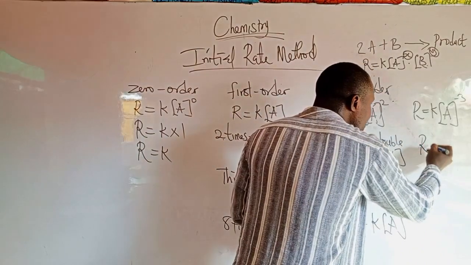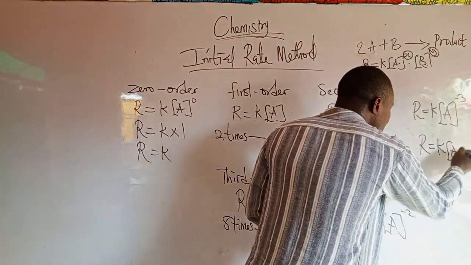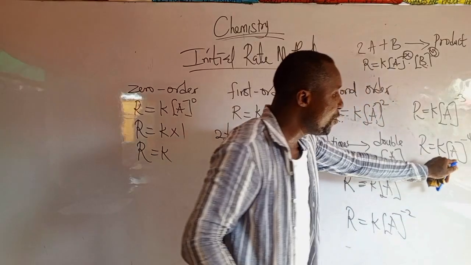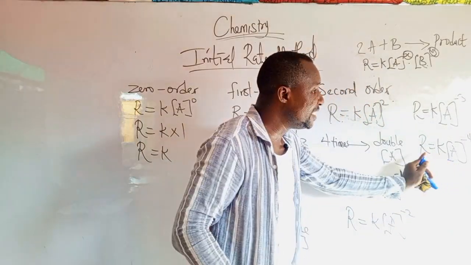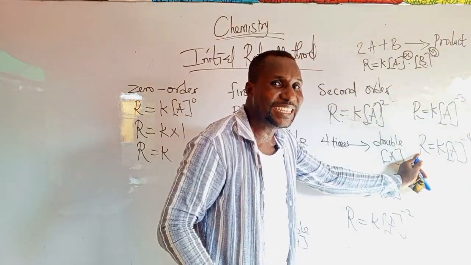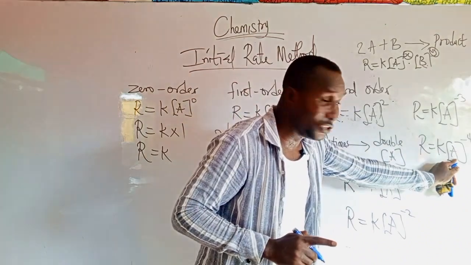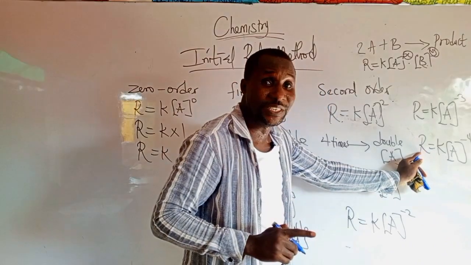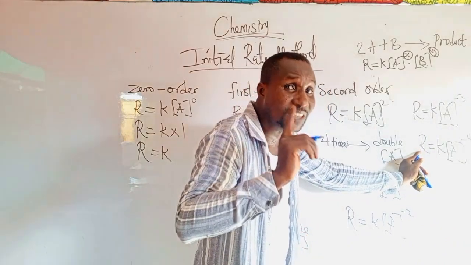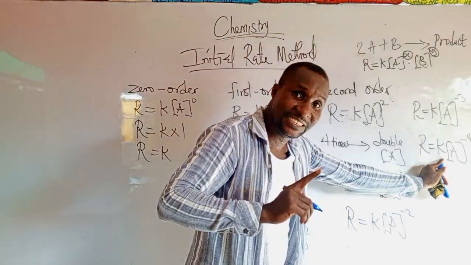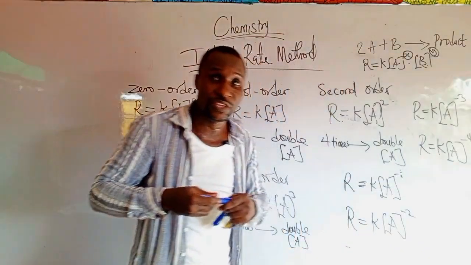Let me assume you have this. What happens here? When you double the concentration, the rate of reaction will decrease 16 times. Take note of that. When you double the concentration, the rate of reaction will decrease 16 times. In this case, it's an inverse. Please take note of all those.